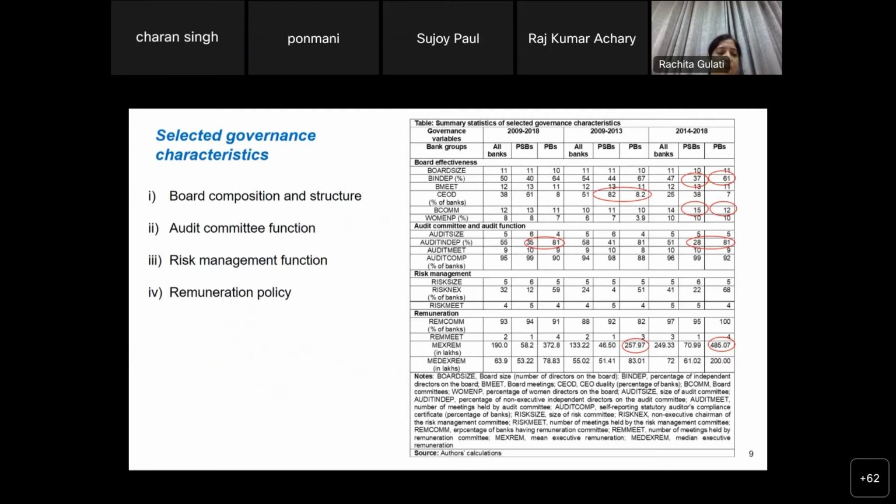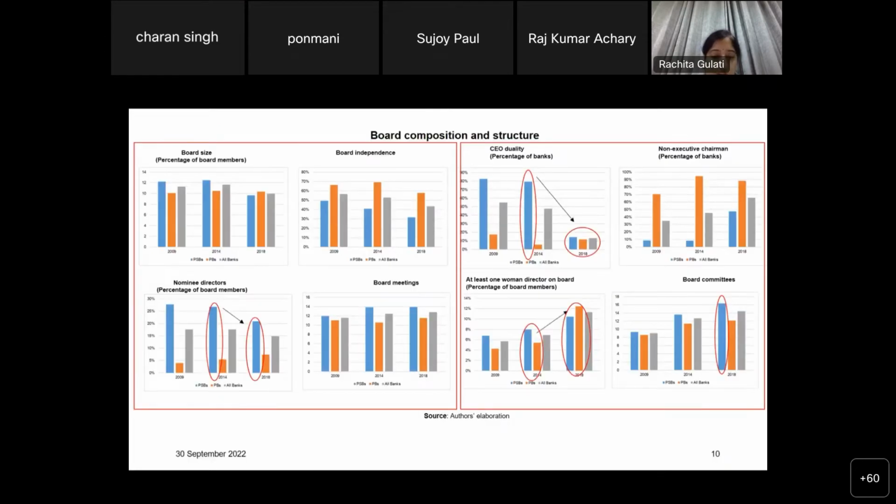So, a brief discussion on the governance characteristics on different dimensions: board composition and structure. If we look at the board composition and structure and the comparison across the public and private sector banks, we note that on average the bank board in India has 11 directors, including the executive directors, inside or whole-time directors, the non-executive, affiliated and non-affiliated, and the nominee directors.